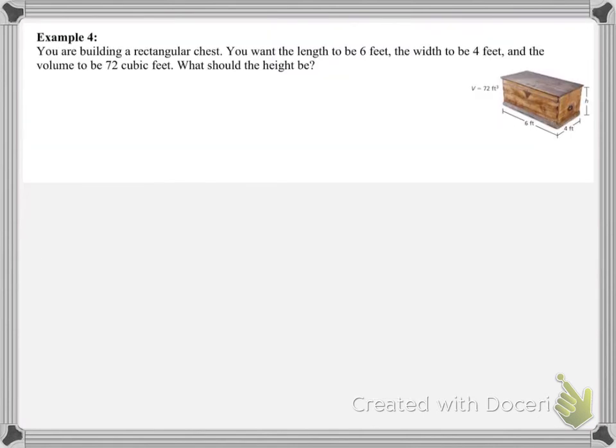You are building a rectangular chest. You want the length to be 6 feet, the width to be 4 feet, and the volume to be 72 cubic feet. What should the height be? So we're trying to figure out what the height should be. Let's do our equation: volume equals big B times H. We know the volume is 72 cubic feet, so I know V is 72.